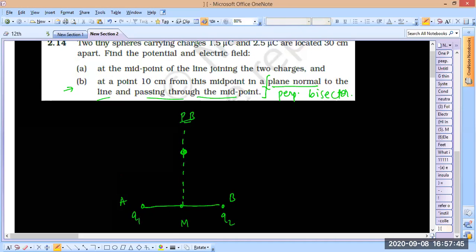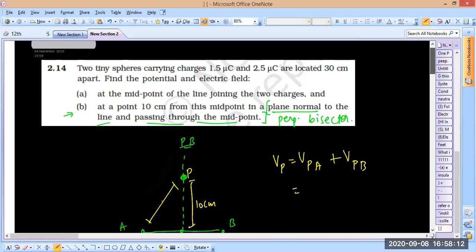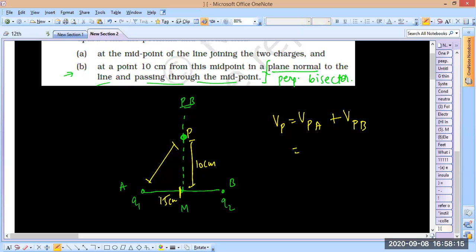If you want to find potential at this point P, then VP is VP due to charge at A plus VP due to charge at B, because that is only scalar. You don't have to worry about direction. Just find this distance, which will be by geometry. This is 15 up to here. This is 15. So by Pythagoras theorem you can find this. That you can do easily.